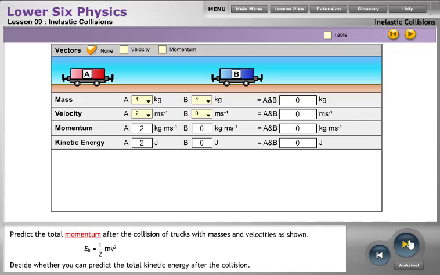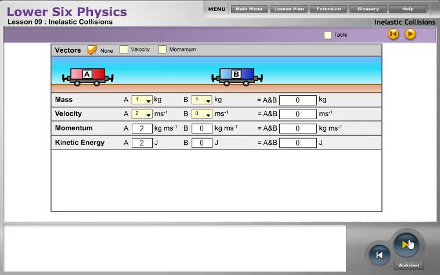Predict the total momentum after the collision of trucks with masses and velocities as shown. E_k equals half m v squared. Decide whether you can predict the total kinetic energy after the collision. Click Start to test your ideas.